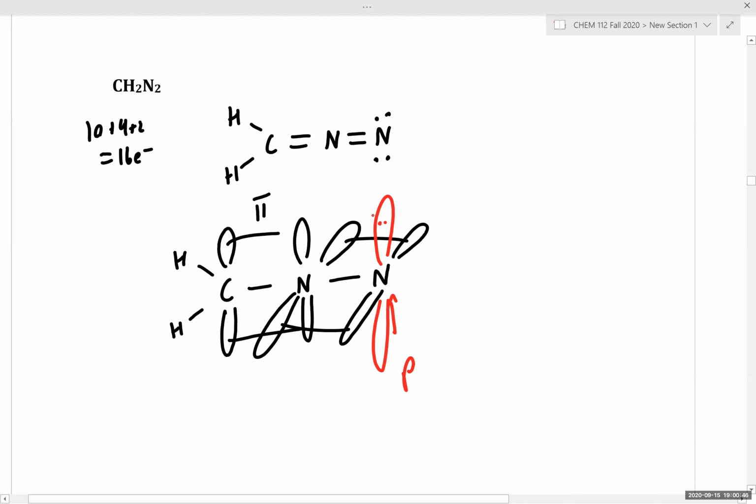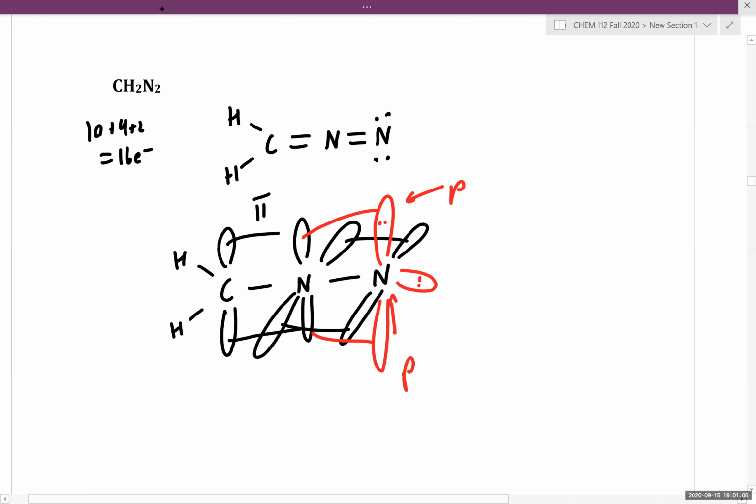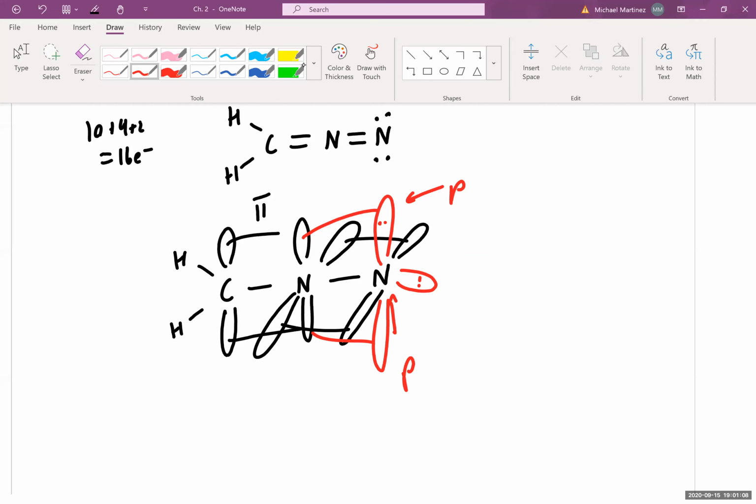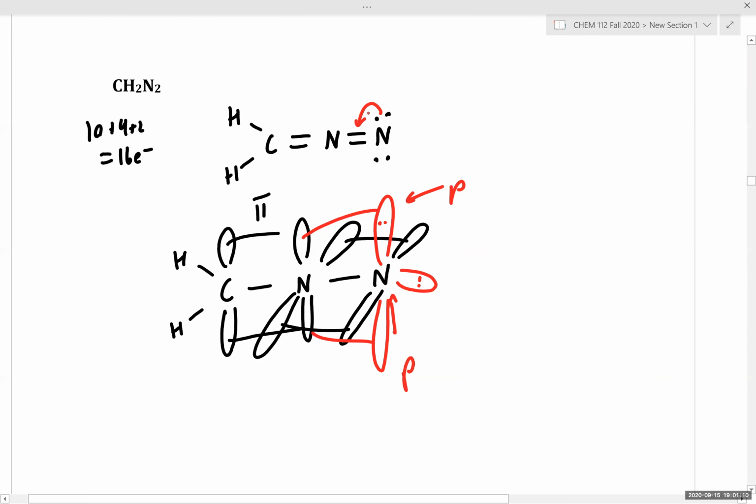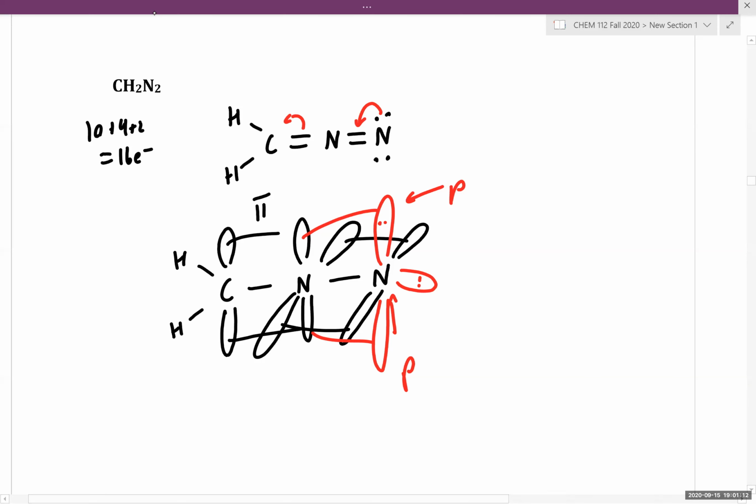Would this nitrogen lone pair be able to participate in resonance delocalization? Is it parallel to our pi bond? Yes. And that in turn can help explain why we can draw structures like this.